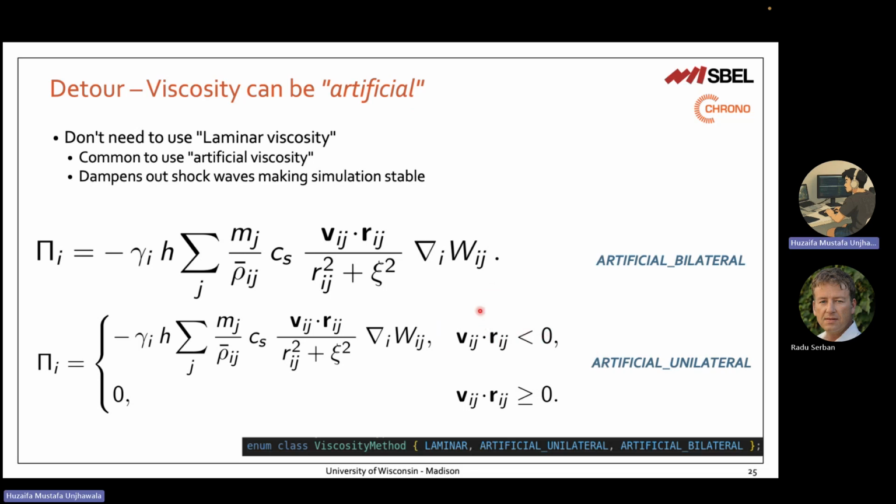So if you look at the artificial unilateral, Vij dot Rij, what does that mean? It means you have two particles i and j, and it tells you whether they're approaching or going away. So in the artificial unilateral case, only when they're approaching each other do you apply a viscous force and tell them to come back. Whereas in the bilateral case, you apply this artificial viscous force irrespective of whether they're going away or moving together. So these are two options. The default is artificial unilateral because it's what's used mostly in literature, but you can shift to laminar or artificial bilateral.